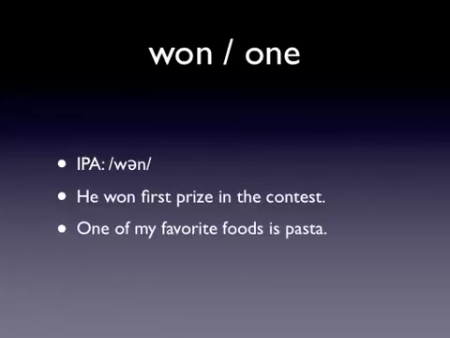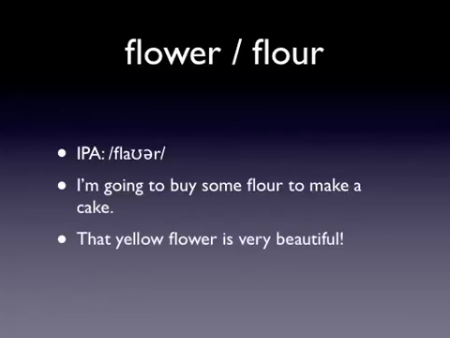1 and won. The IPA, 1. The sound in the middle there is a, which is very short, 1. He won first prize in the contest. One of my favorite foods is pasta. Flour and flower. I'm going to buy some flour to make a cake, and that yellow flower is very beautiful.